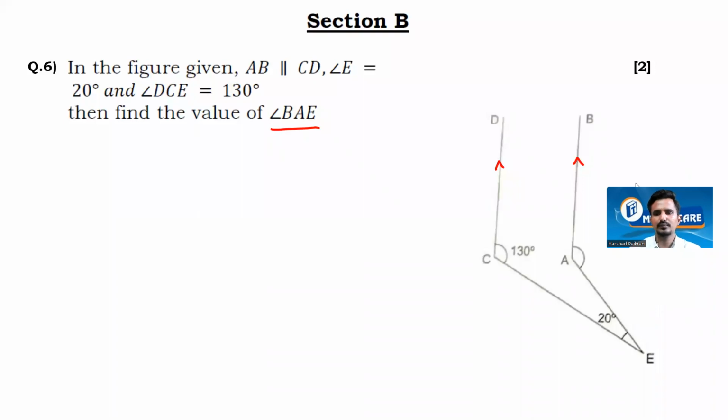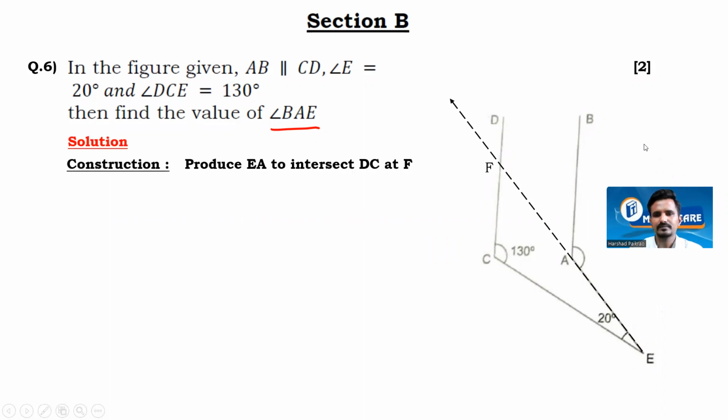So let us produce side EA to intersect CD at point F. So we are producing this side, it is intersecting at point F. So that's what we have got. Now we can see that there are two parallel lines, CD and BA. We have produced this EA to intersect CD at F, so that will be our construction. And because of this line EF, we have got a transversal. So we can say AB is parallel to CD and FE is a transversal.